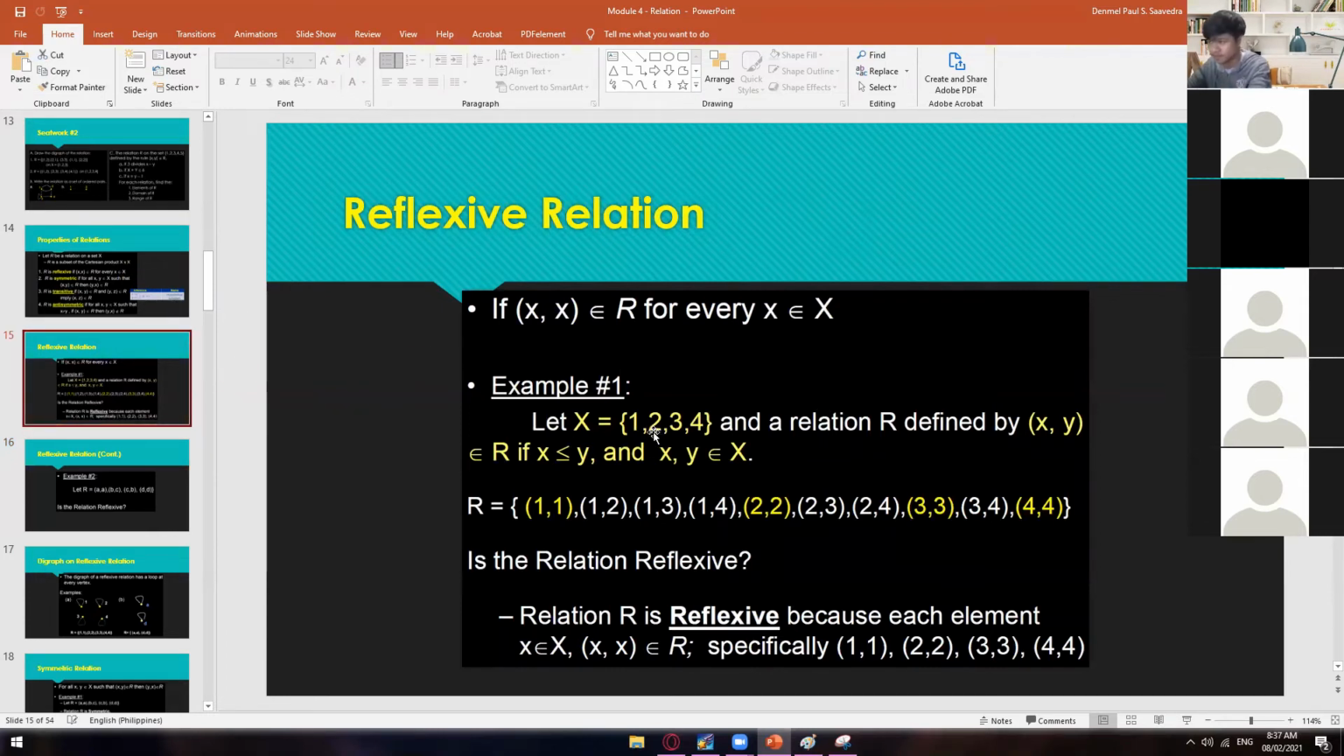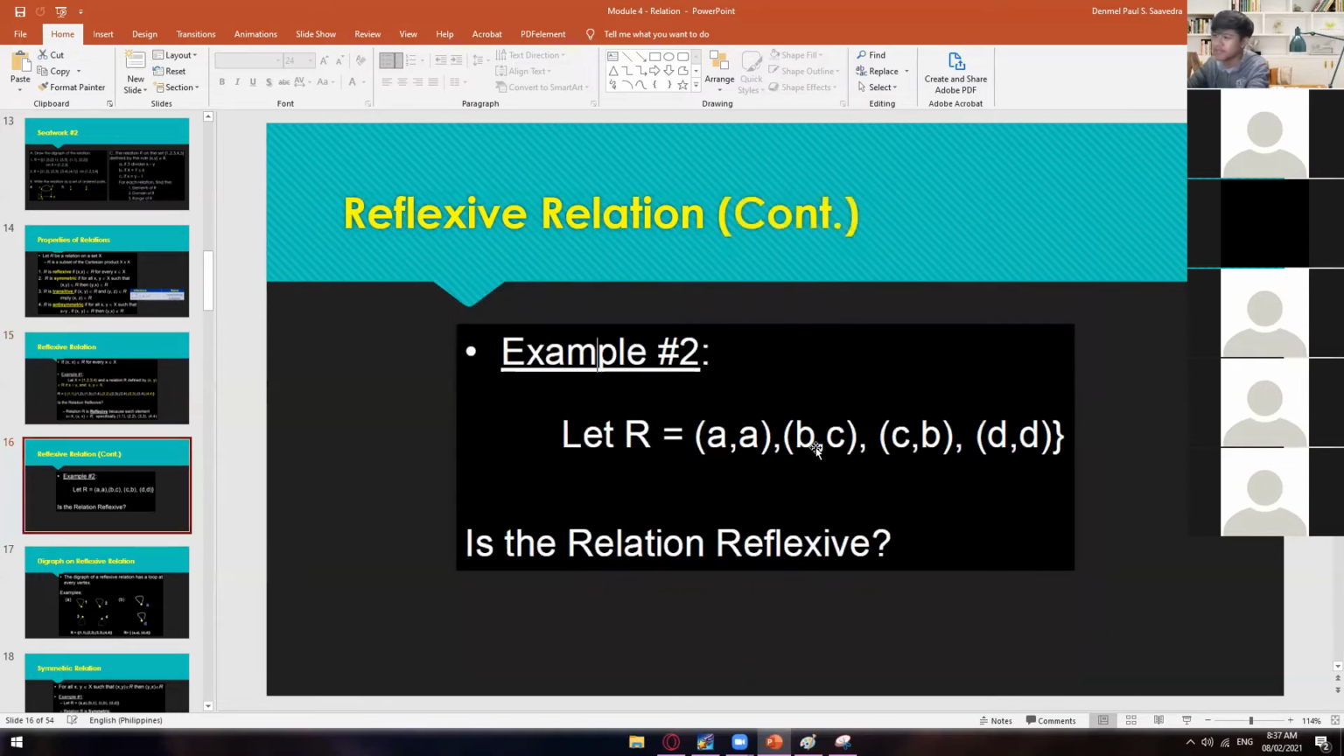Everything. As you can see right here, we have 1, 2, 3, 4. 1, 1 has its own reflection to itself, 2, 2 has its own, 3, 3 has its own, and then 4, 4 has its own also. But in here, we don't have the BB and then the CC. That is why this relation is not reflexive. I hope this is clear. When we say reflexive, all of the elements should reflect itself.